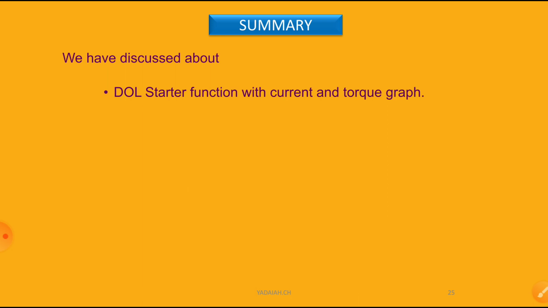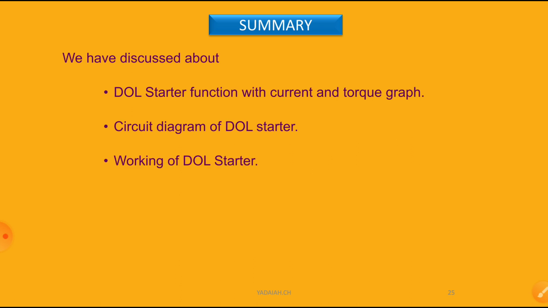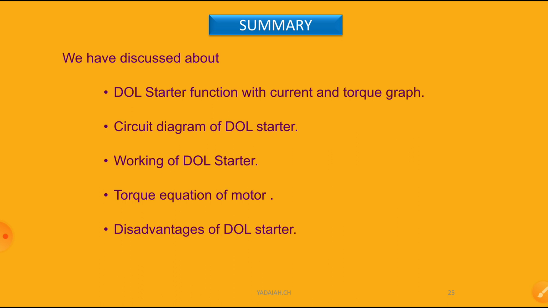We have discussed the direct on line starter function with the current and torque graph, the circuit diagram of a starter, how the coil is connected in single phase line to line, the working of the starter, and finally the torque equation derived that depends upon the slip factors. We have also elaborated the disadvantages of the starter. Okay, dear students, these are the few points regarding the direct on line starter, which is very familiar in our AC motors.